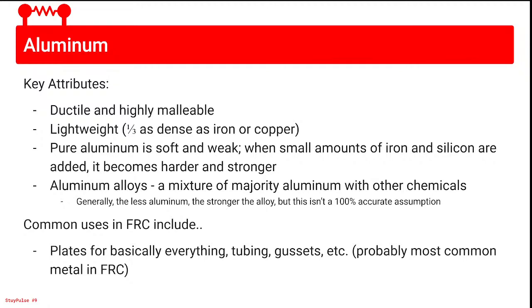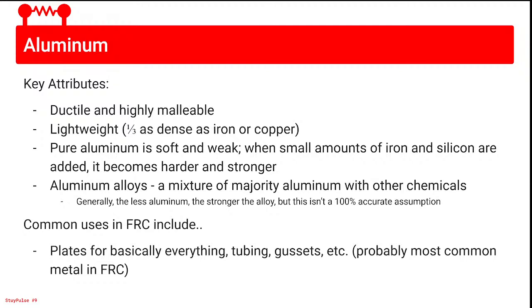Aluminum alloys are made when you add other materials and mix them in with aluminum. Generally, there are small amounts of iron and silicon in these alloys. Aluminum alloys are a lot stronger. It depends from alloy to alloy, but generally around 89 to 90 percent is the typical aluminum content in the alloys commonly used in FRC. From what I've seen, the most common alloys in FRC are 7075 and 6063. Two different things.